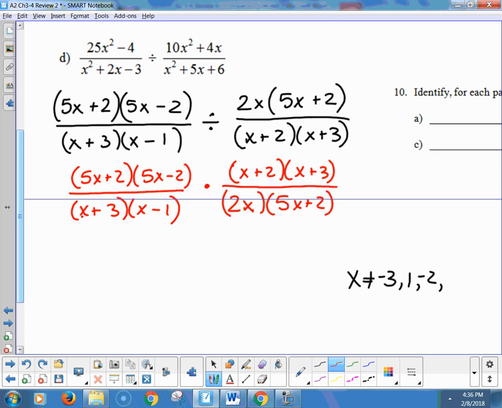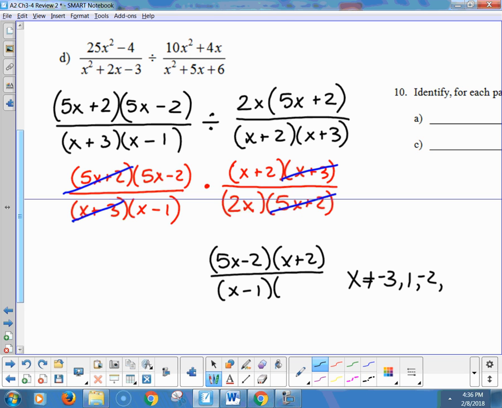Okay, well, now we can cancel some things. Those guys are going to go away, these guys are going to go away, and I think that's it. So I think we have an answer of 5x minus 2 times x plus 2 over x minus 1 times 2x, provided x doesn't equal any of those values.